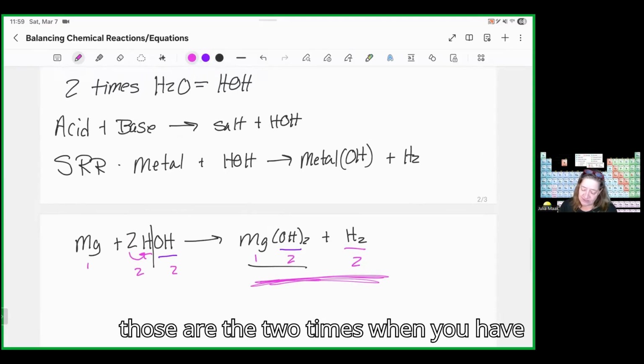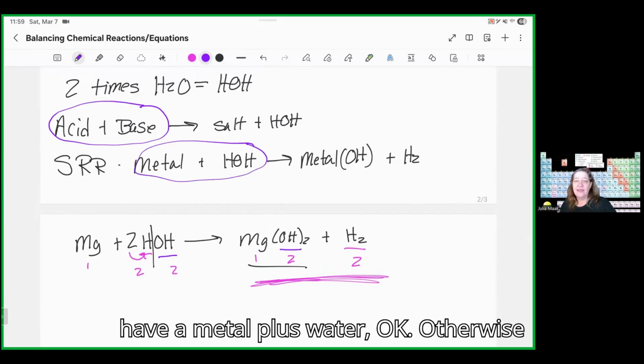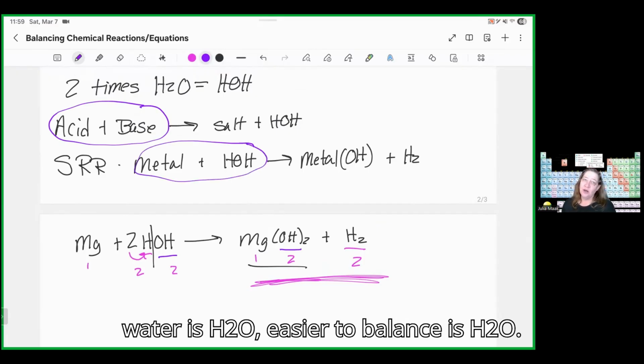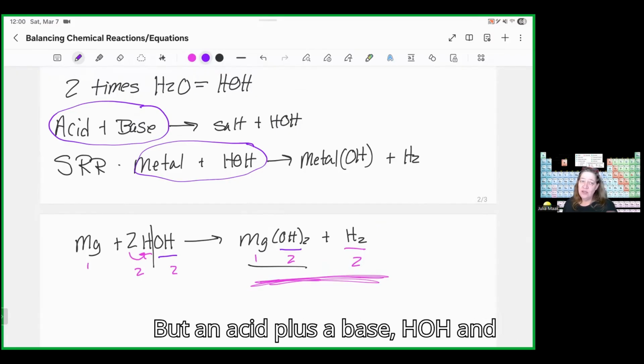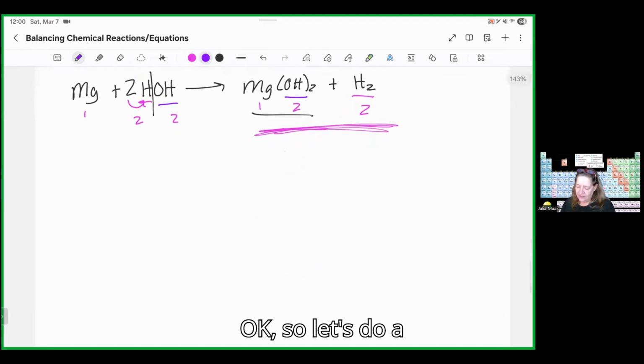So those are the 2 times: when you have an acid plus a base and when you have a metal plus water. Otherwise, water is H2O, easier to balance as H2O. But an acid plus a base, HOH, a metal plus water, HOH. Okay, so let's do a couple more balancing.